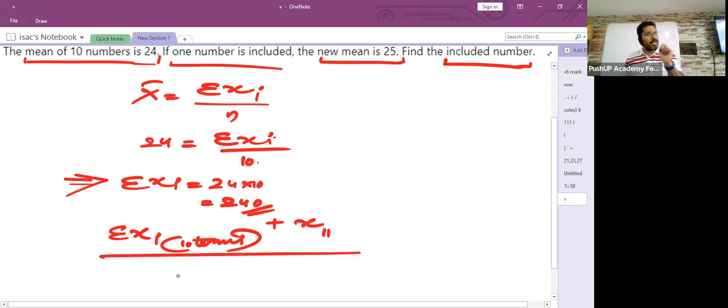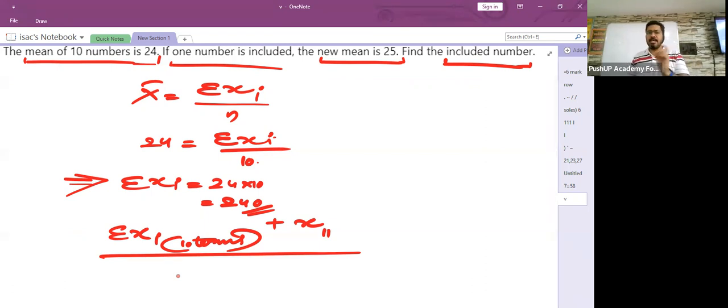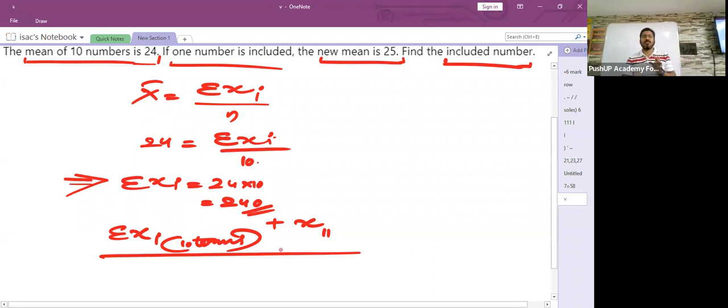Children, originally how many terms were there? 10 terms were there. Plus you are adding the 11th term. So total how many terms will be there in the new scenario? Original 10 plus one more extra, which is equal to 11, isn't it? And they are asking you how much would be the new average.